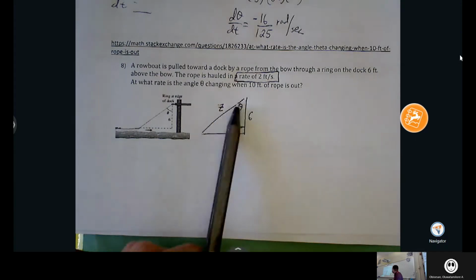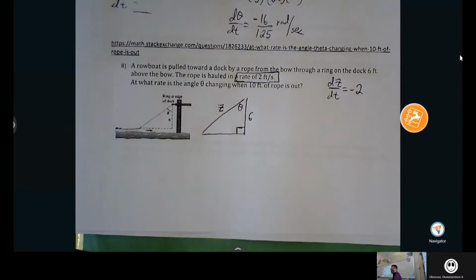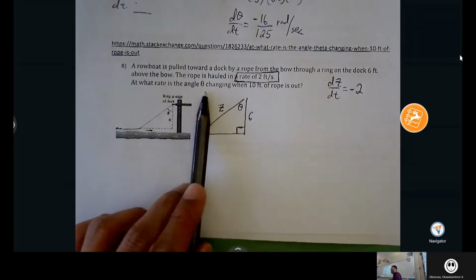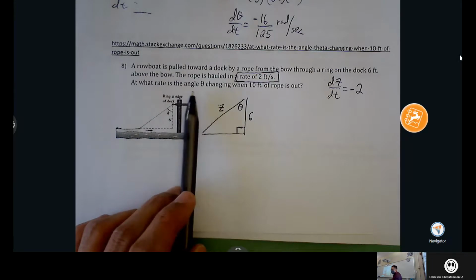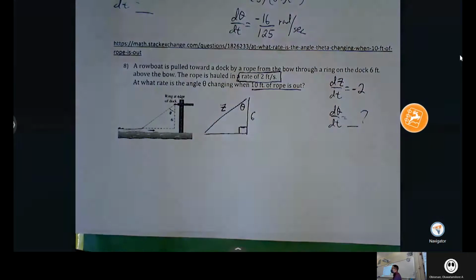Okay, so here's the rope, right? The rope is getting pulled in, so it's going to be dz dt. Is it positive or negative? Yeah. Okay. At what rate is the angle theta changing? What are we looking for? Let's see. It says how fast is angle theta changing? That tells us we're looking for d theta dt. Okay, when 10 feet of rope is out, which variable is going to hold 10 feet?